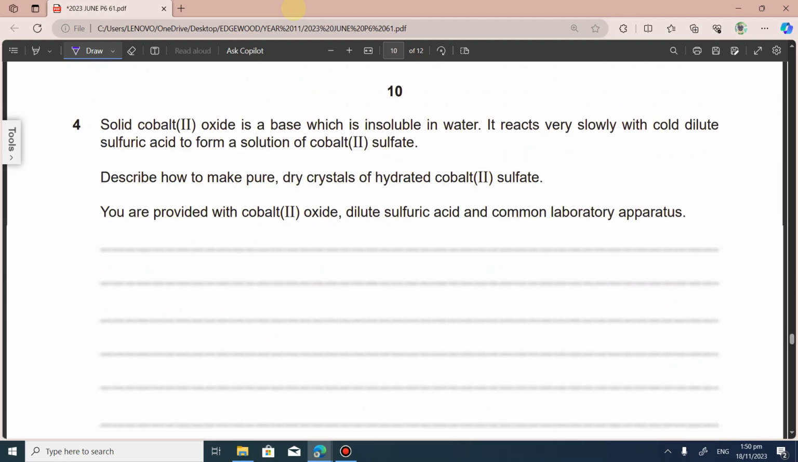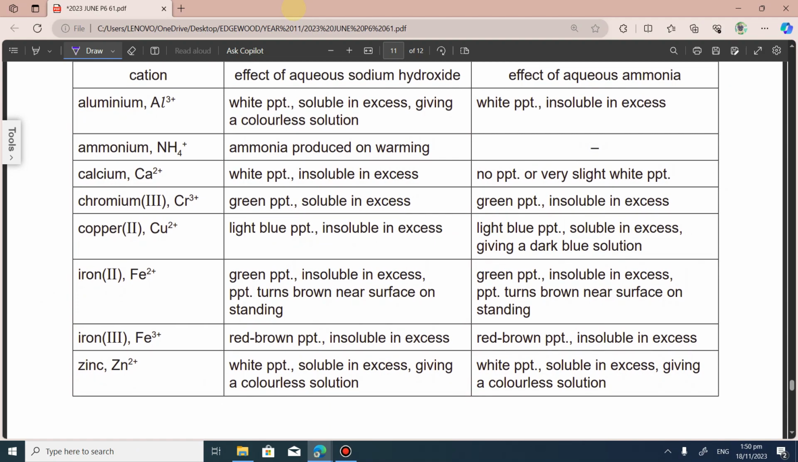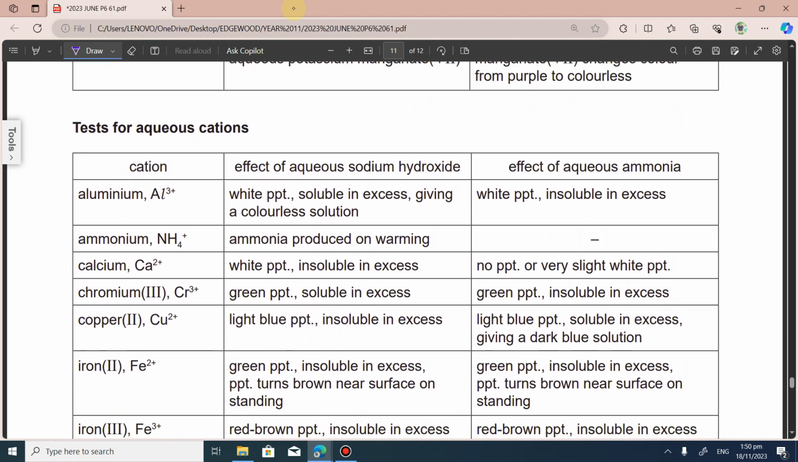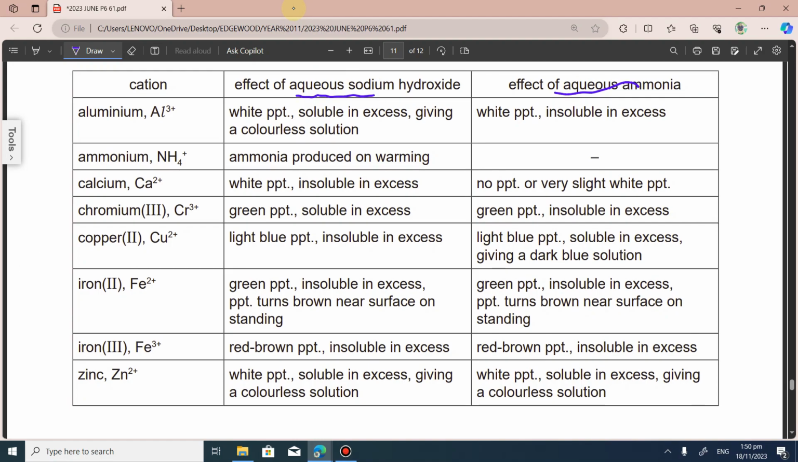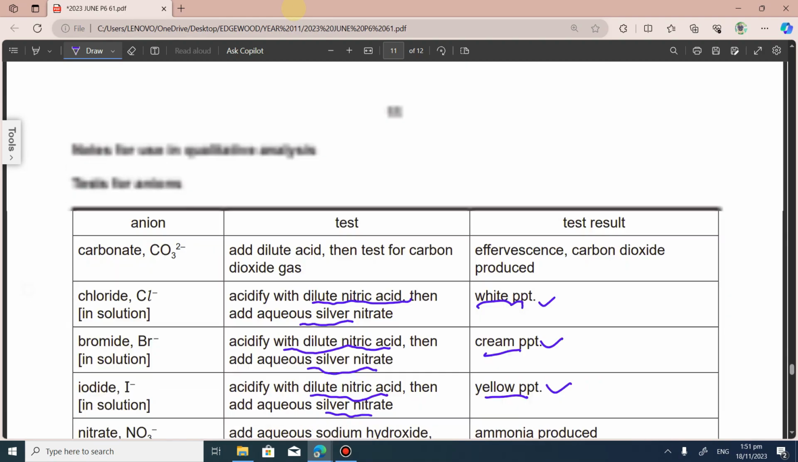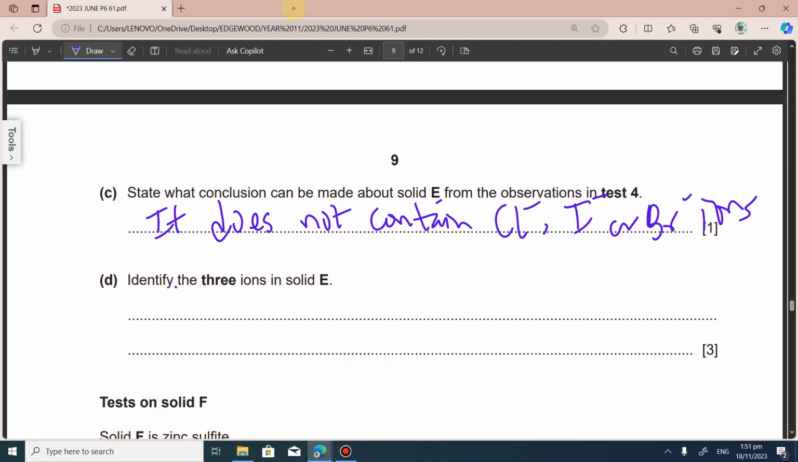So we go all the way to the table of information, and then we go to the cations. If you look at the cations, we have 2 categories: when we use sodium hydroxide and when we use aqueous ammonia. But our focus is on sodium hydroxide. So a red-brown precipitate is here, which is insoluble in excess. It matches what we are saying. So that means solid E contains iron 3 because it aligns with the test here. So iron 3 is one of the ions present there. So what we need to do here is write Fe3+.